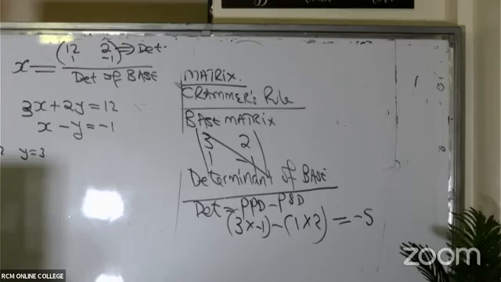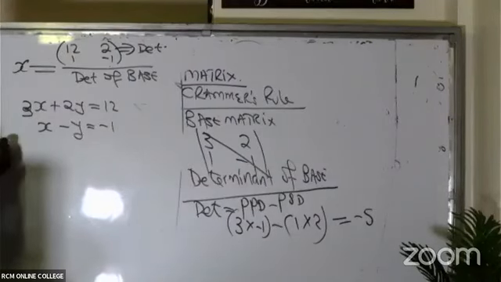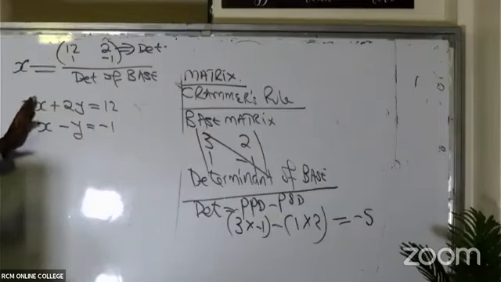All right. So the determinant of the base, that one we are in agreement. Determinant of the base, 3, 1, 2, minus 1, that one is minus 5. And then let's go ahead and get the value of x. To get the value of x, we have to replace the column of x.